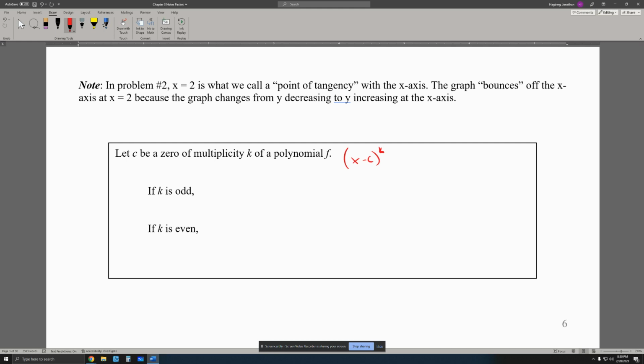If k is odd, if the number of occurrences is odd, then the graph of f crosses the x-axis at c. We also know that if it crosses the x-axis, it's going from positive to negative or from negative to positive. So therefore, the sign of the output changes.